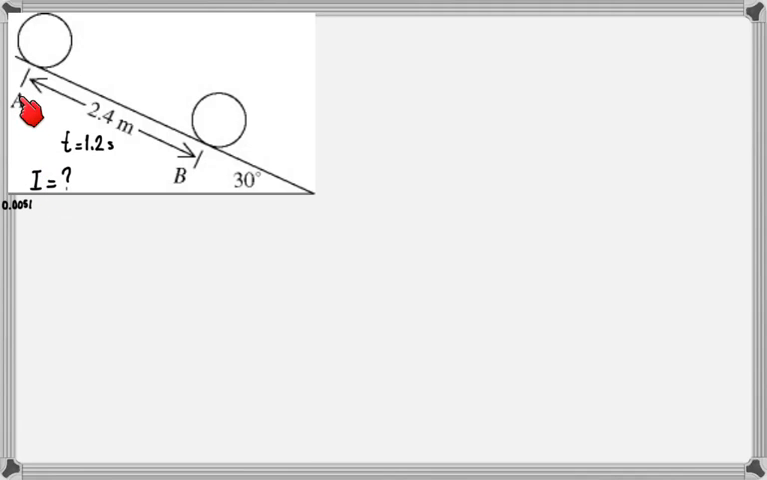So it comes from A to B. It starts from rest. Initial velocity is 0. It rolls without slipping again. Okay, there is no sliding. And what is the moment of inertia? How can you attack this problem?